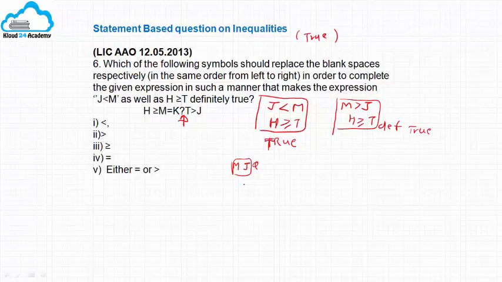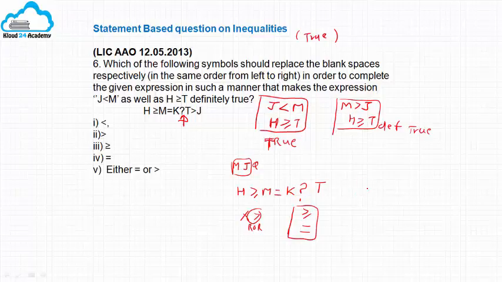Let's find for individual cases. First, for H and T. What should come in the question mark space so that H should be greater than or equal to T? Can I fill it with greater than? No, because as per the rule of ranking, then greater than will be preferred. I don't want this. I can fill it with greater than or equal to. These two only. Because then only it will make greater than or equal to true.